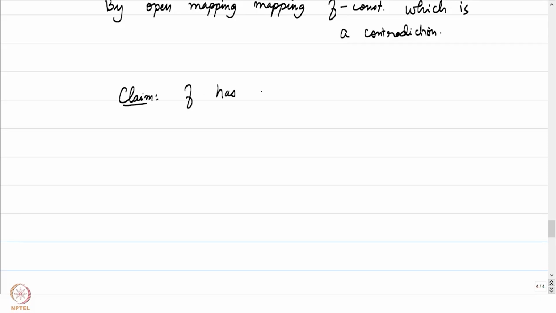F has finitely many zeros in D. That's quite a straightforward observation, because we started off with an entire function, and if it has infinitely many zeros in D, in particular it will have infinitely many zeros in D bar, and D bar being compact, this will have a limit point, and by the identity theorem f is forced to be the identically zero function, which is a constant, which is again a contradiction.